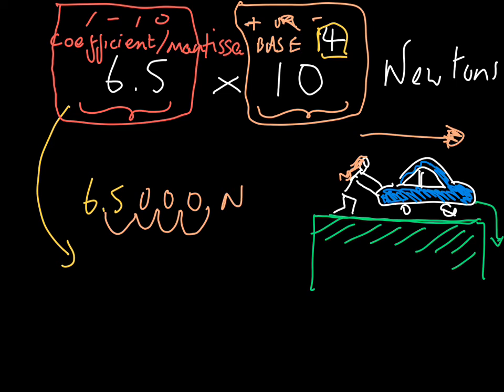Now, of course, we can show this the opposite direction. We take this decimal place, 65,000 newtons. We move it to the left, 1, 2, 3, 4. And you go back to scientific notation, 6.5 by 10 to the 4. Okay, so that is an example of moving from scientific notation back to normal notation.